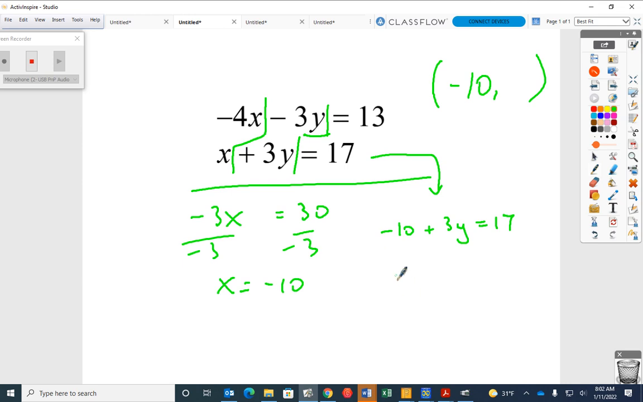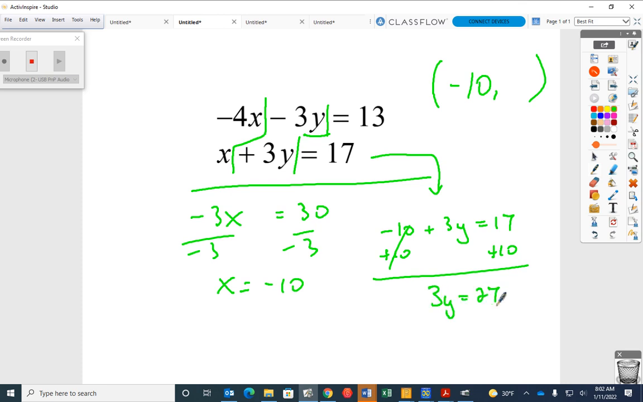Add it. Okay, so remember, equations are what? Balanced, right? If I do something to one side, I've got to do it to the other side. So if I add 10 here, what must I also do? Add 10 to 17. Now these cancel. What's left here? 3y. What's 17 plus 10?